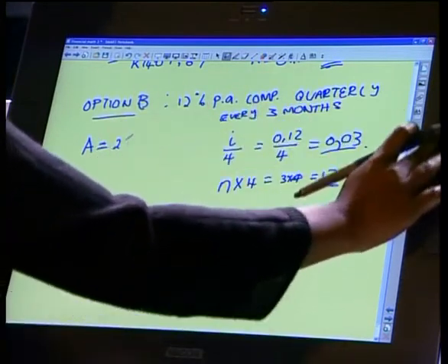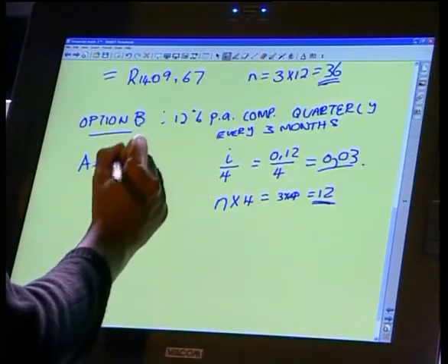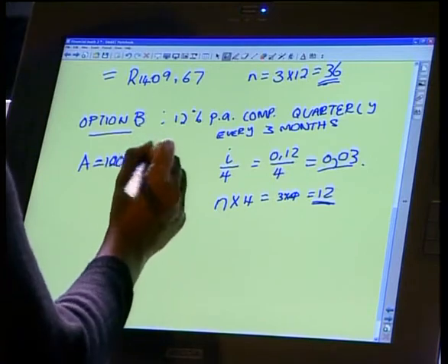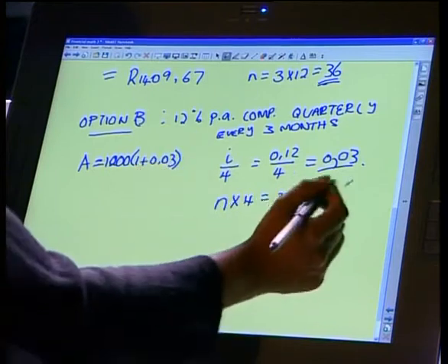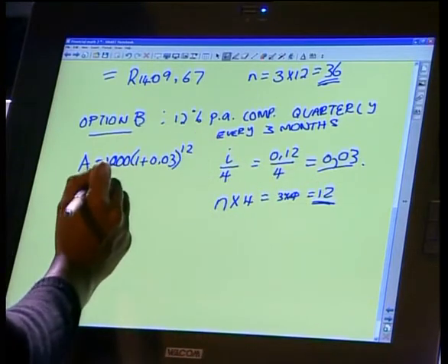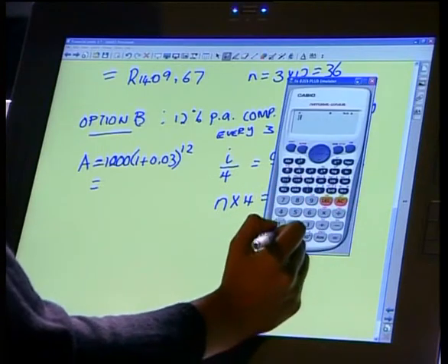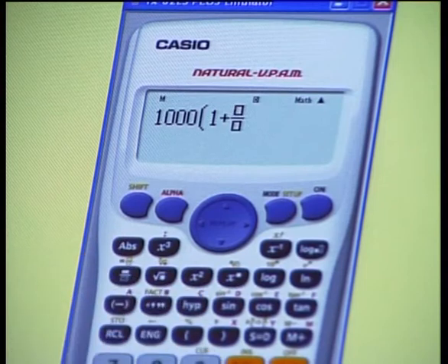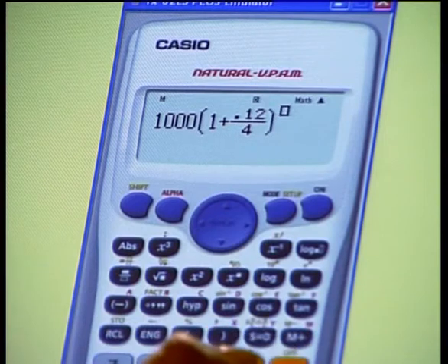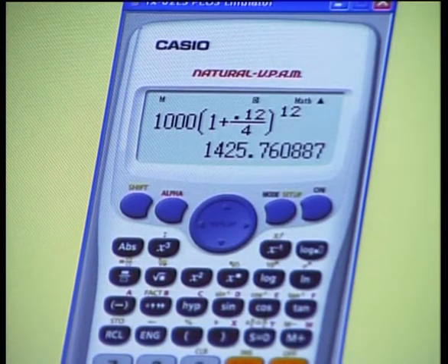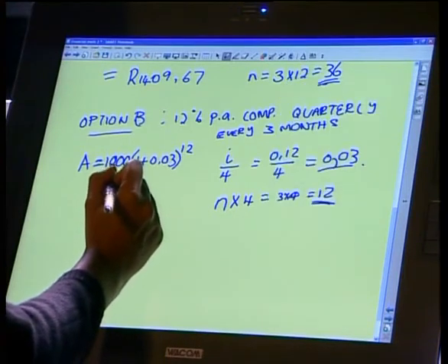So we can just put into our formula, we have 1,000 Rand that's invested. We've changed our interest rate, so we can put in 0.03 to the power of 12. And let's see what we get there. So it's 1,000 times 1 plus 0.03 to the power of 12. And that gives us 1,425 Rand and 76 cents.